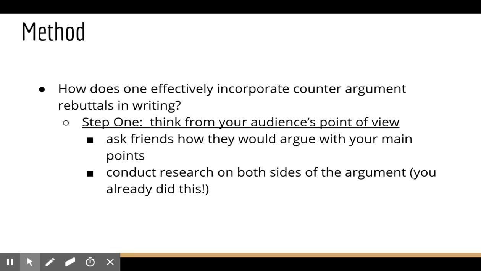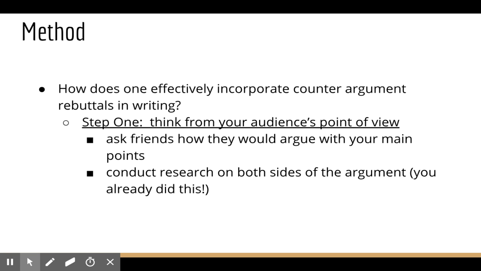Step 1 is to think from your audience's point of view. Remember, your target audience is a person or group of people who disagree with your point. Your goal is to persuade them to think like you do or do what you're asking them to. Maybe you have friends or family that you know disagree with your main points.